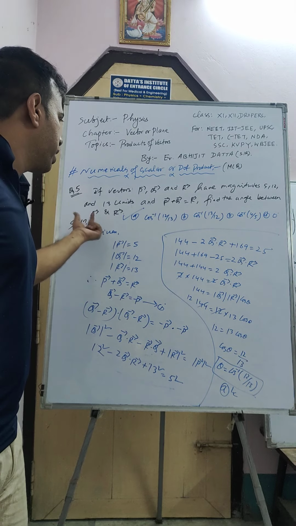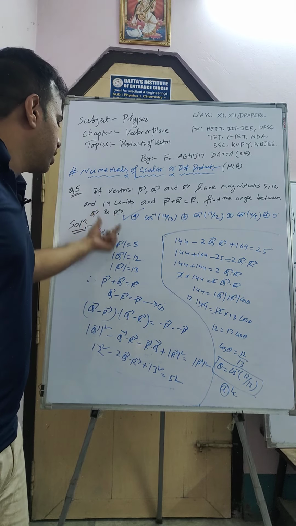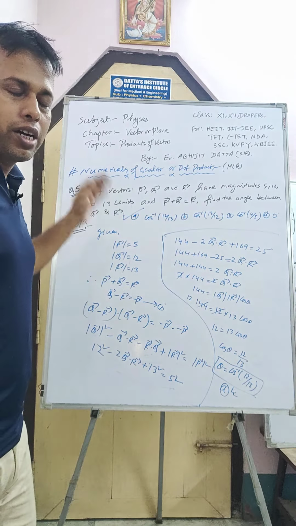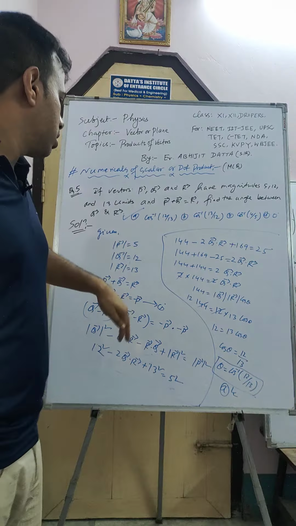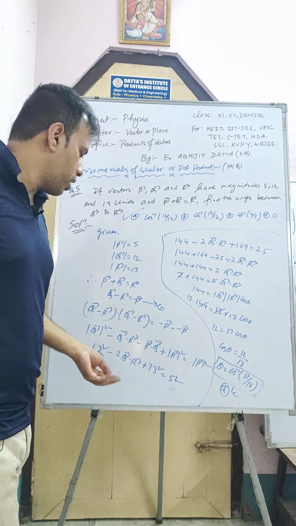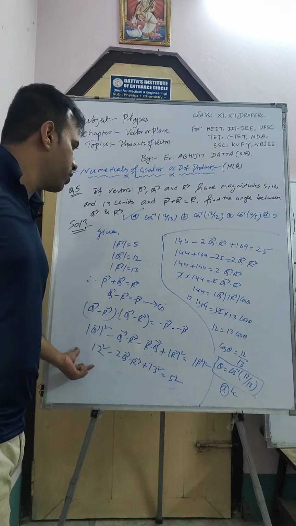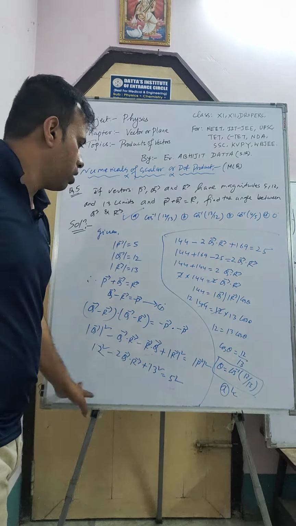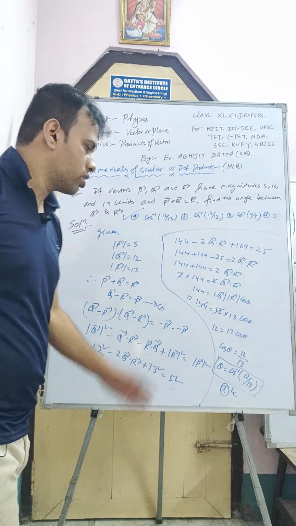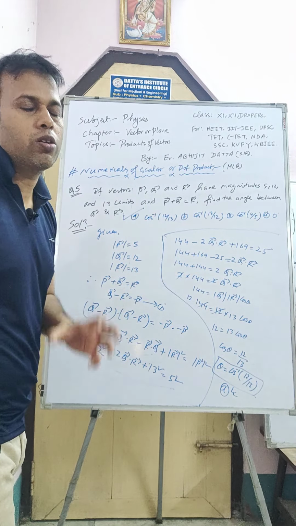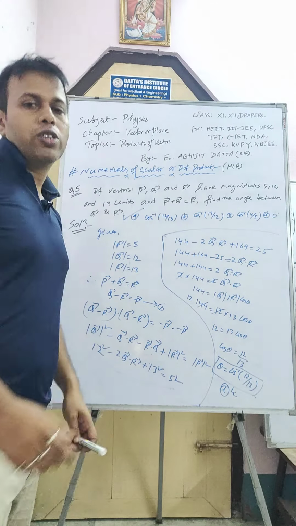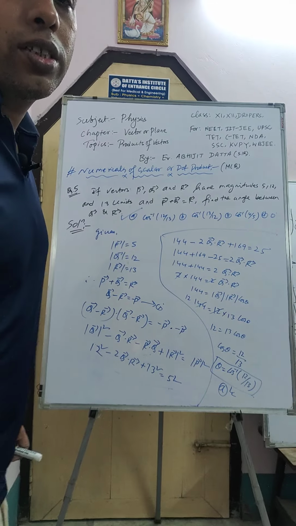Since we have to find the angle between Q and R, I take these two on the left side and P on the right side, and I do the scalar product with equation 1 itself. After the scalar product, the simplification becomes 12 equal to 13 cos theta. That is cos theta equal to 12 by 13. So theta will be cos inverse 12 by 13. So option A will be correct. Take a screenshot here.